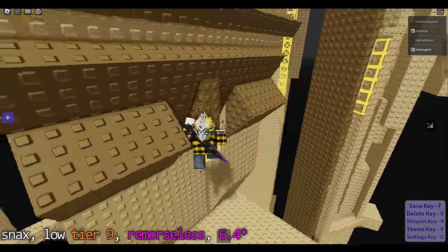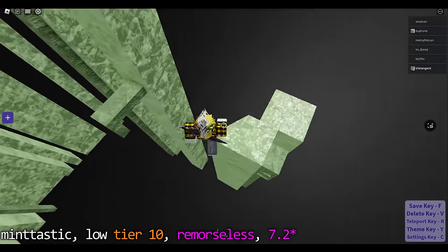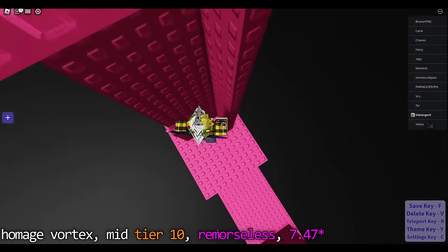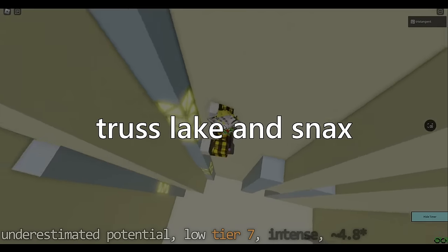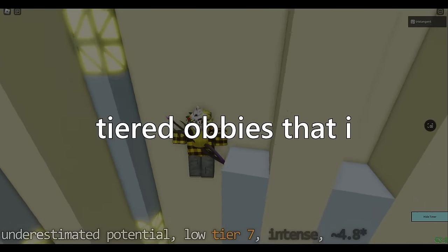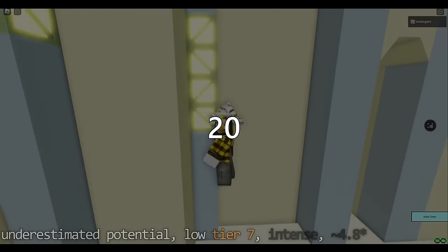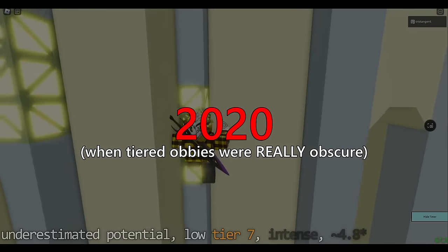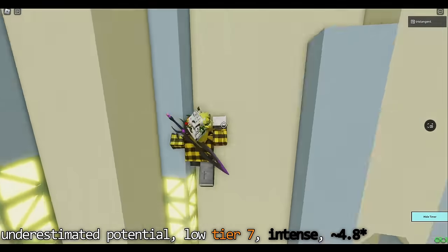Snacks, tier 9, Mintastic, tier 10, and Homage Vortex, also tier 10. Trust Lake and Snacks are actually some of the first tiered obbies that I heard about, by the way, which was back in about 2020 when tiered obbies were really obscure. So, yeah.